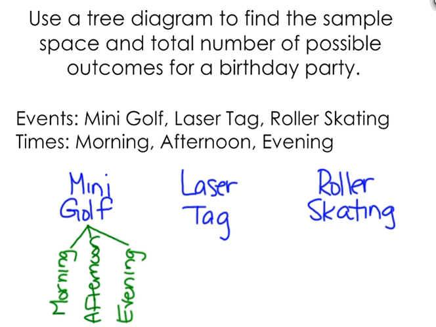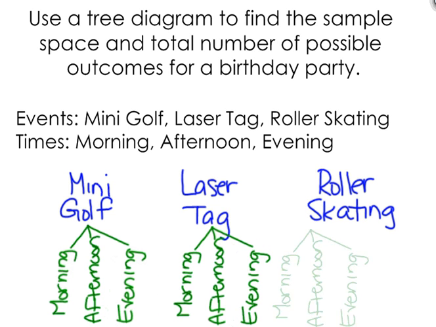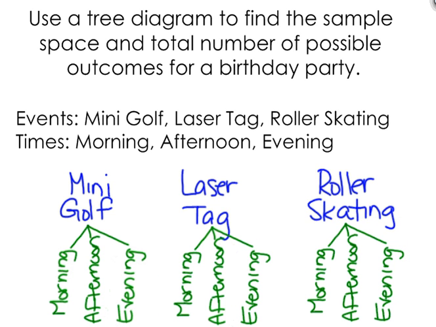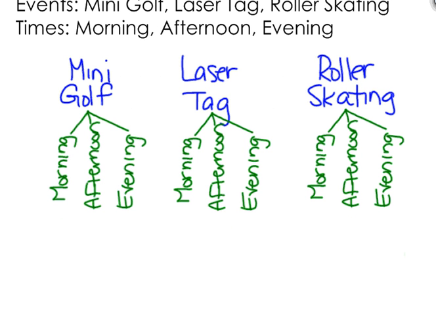And so you can see I listed those off of the mini golf. I have those 3 options. I'm going to do the same thing by branching it off of laser tag, and the same thing branching it off of roller skating. And so now if I want to list out the sample space, I would just follow each path of my tree diagram and write down what it represents. So I could have mini golf in the morning, that would be this route. I could have mini golf in the afternoon, this route, or I could have mini golf in the evening, which would be this route. And then I can do the same for laser tag and roller skating.